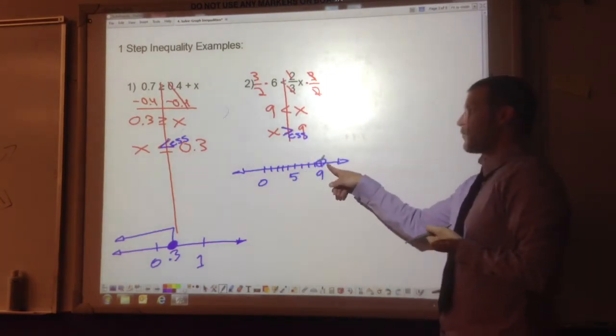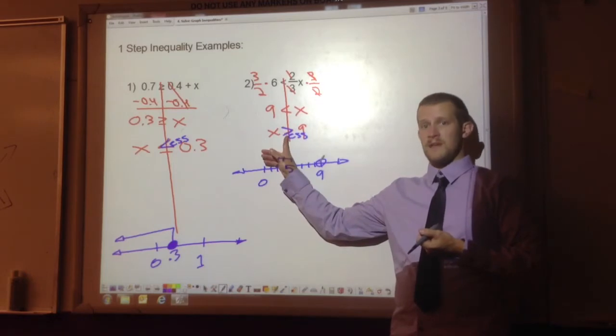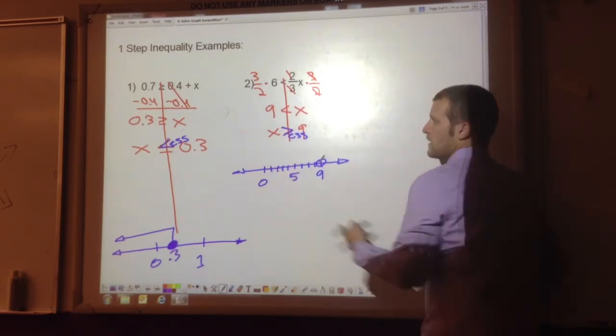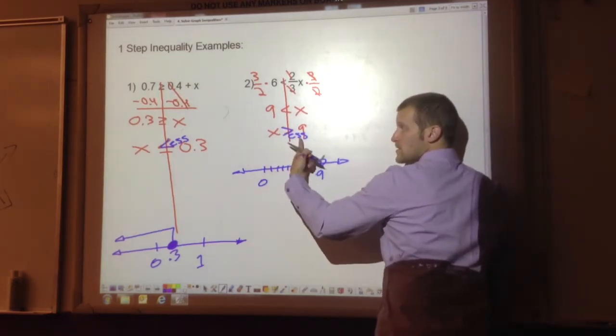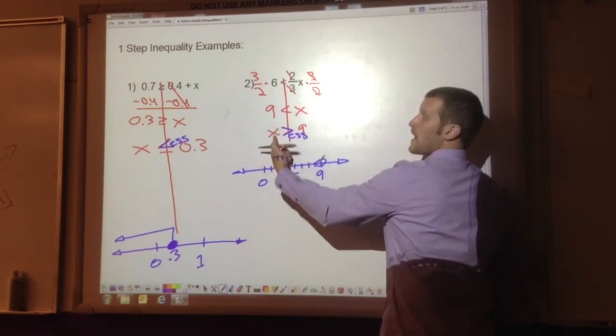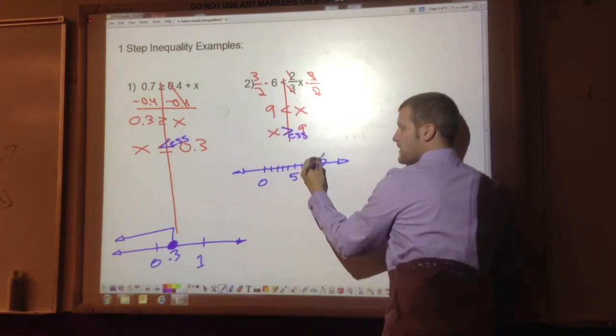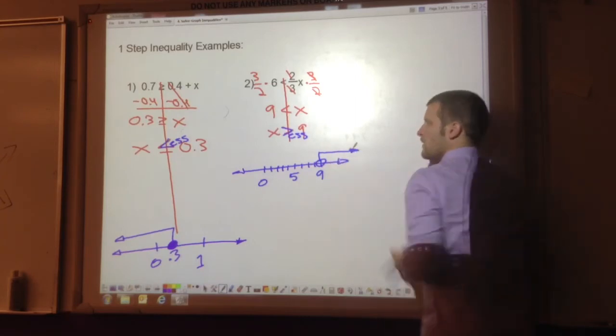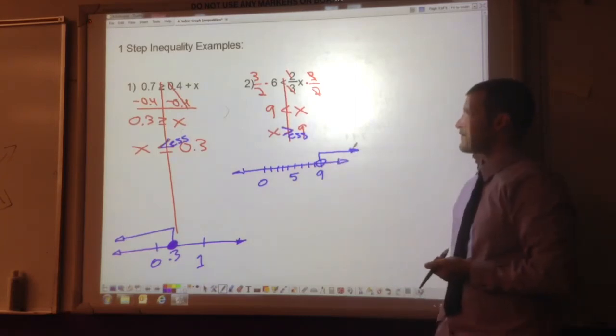I'm going to leave my dot wide open because I do not have equals to here. And then x is not less than, x is greater than, the Pac-Man is eating x. However you think about that, x must be bigger than 9, and so our graph looks like that.